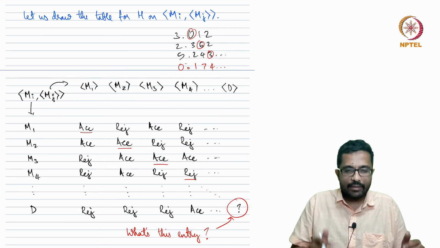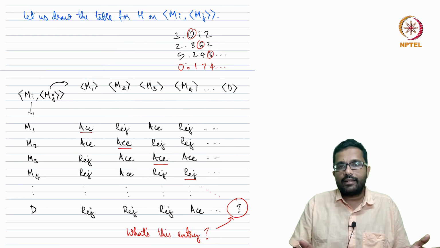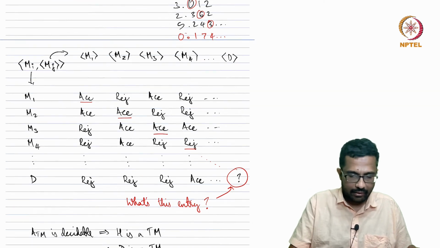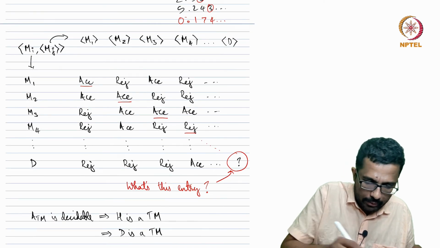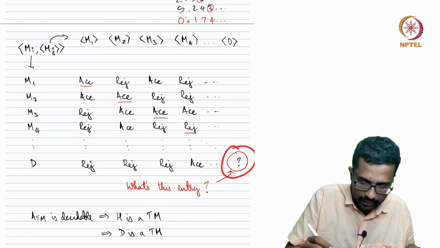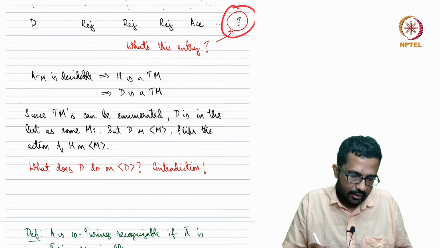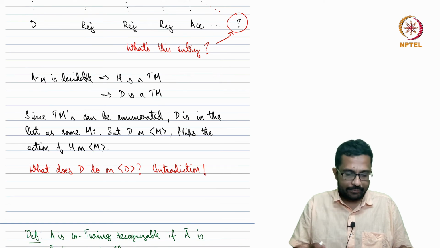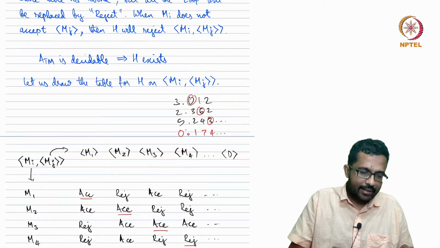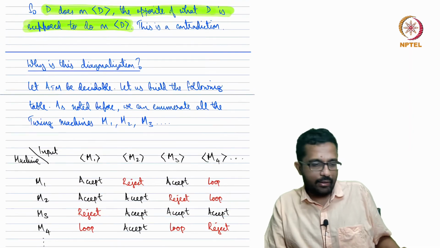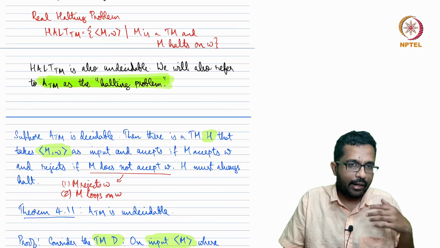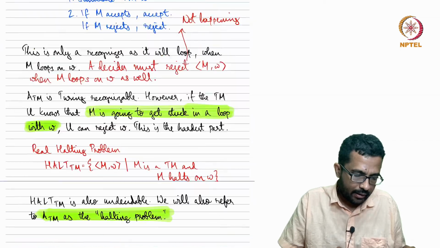But then by assumption, we assumed that there is a decider. Right? So that's the assumption that is wrong. This cell over here, we don't know what goes here. So that's a contradiction. Right? So maybe I'll just summarize this proof once again, because it's an important proof. I think it's worth repeating.